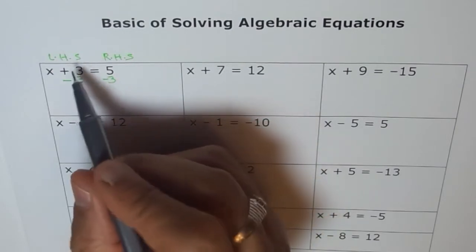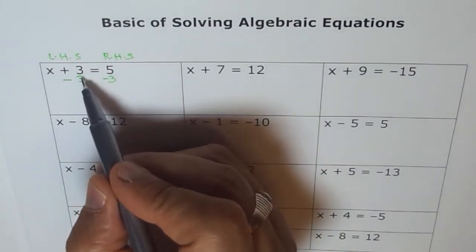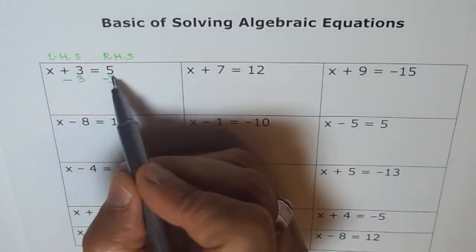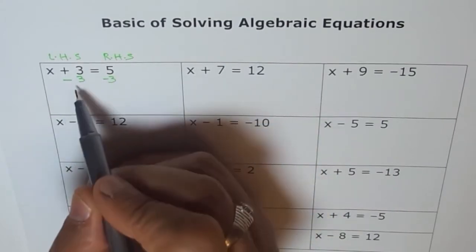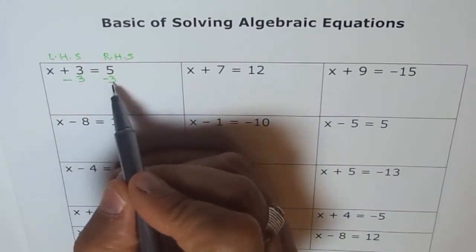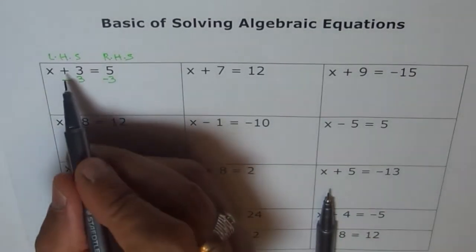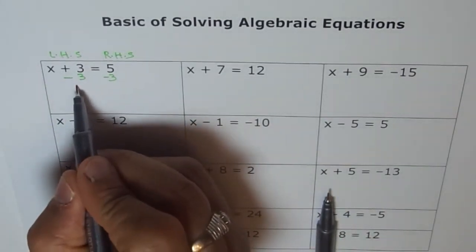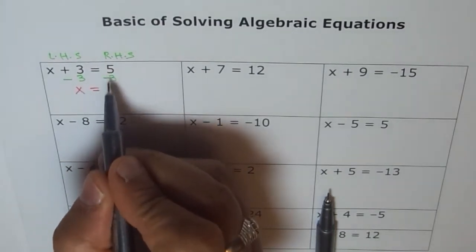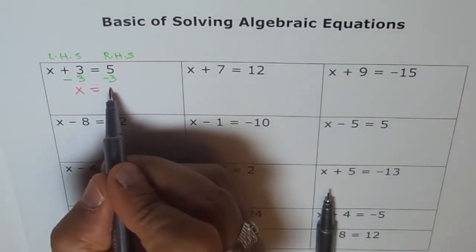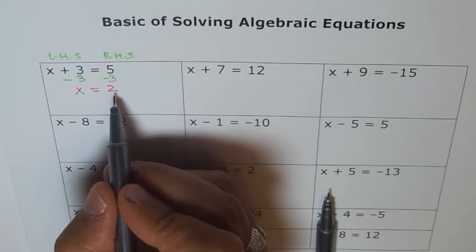Now here, we want to get rid of 3. So how will you get rid of 3? By taking away 3 from both sides. Whatever operation you do on the left, do it on the right also. So when you get rid of 3, what are you left with? 3 minus 3 is 0. You're left with x, and we say x is equal to 5 minus 3, which is 2. So you get your expected answer, 2.